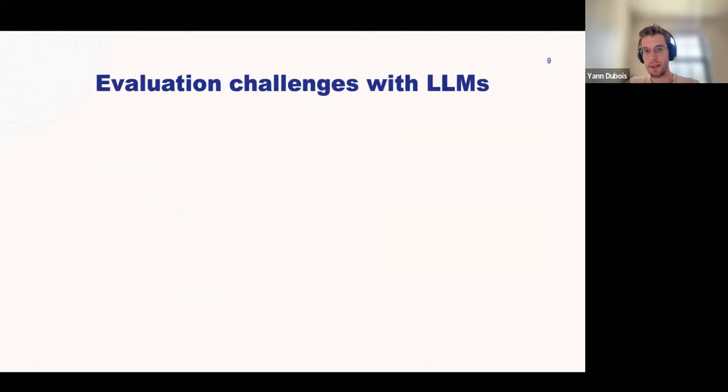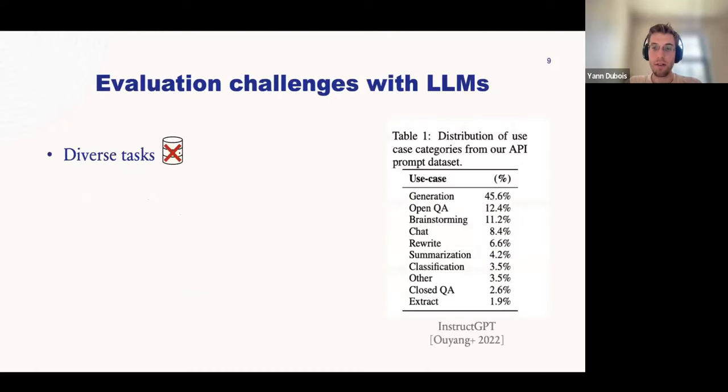So how is that different with LLMs? With LLMs, there's a very large set of tasks that people will use LLMs for. This is just an example for InstructGPT, which is basically the precursor of ChatGPT. You see that people use it for generation, open question answering, brainstorming, chat, rewriting. Really, there are so many things that people could ask these models. And not only this, the distribution of tasks is usually not known when developing the model. If I'm developing my own model and I release it, for example, on Hugging Face, I have no idea what people will use it for. So it's really complicated.